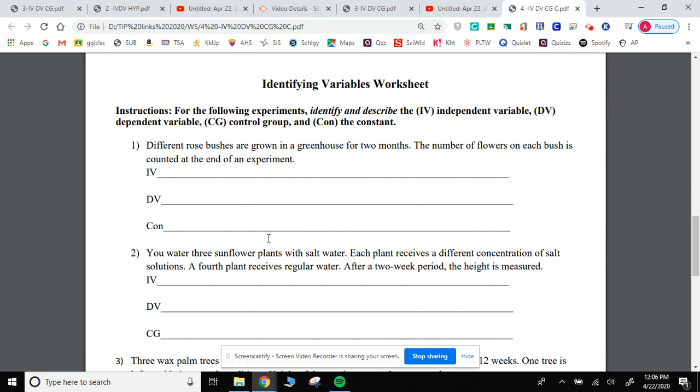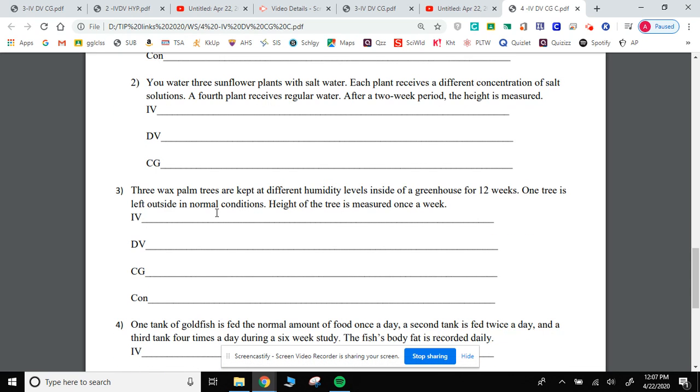Number one on the back, this is a repeat, I think, but it's okay. The independent variable would be the type of rose bush. The dependent variable would be the number of flowers on each bush. And the constants, again, there should be several. They grew them all in the same greenhouse. They grew them for the same 2 months. They probably used the same soil, the same amount of water, same sunlight, et cetera, et cetera.